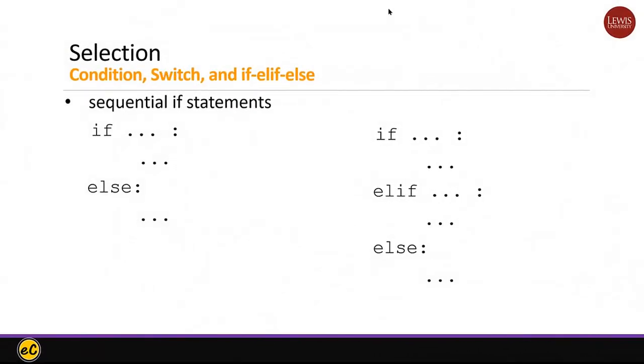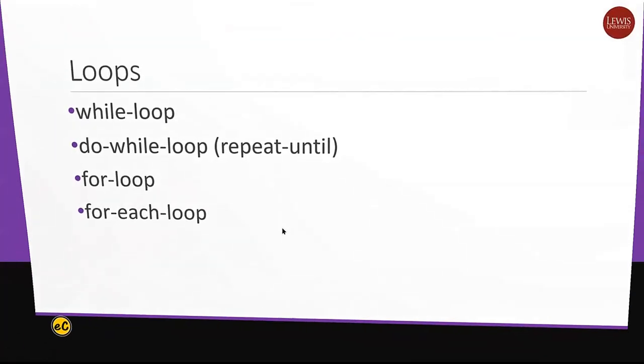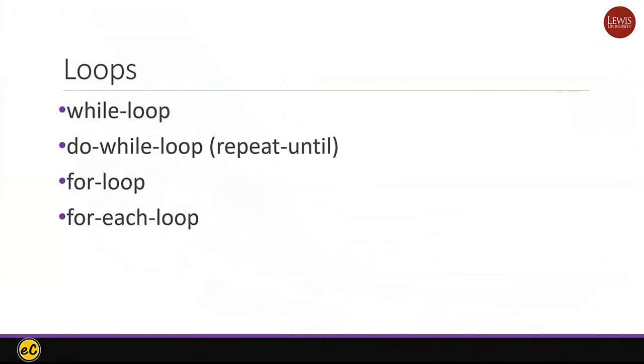They might have if else if, which is equivalent to else if. Not every language has this else if. Python does, but some other languages don't. Some have it. The next one is control loop structures.